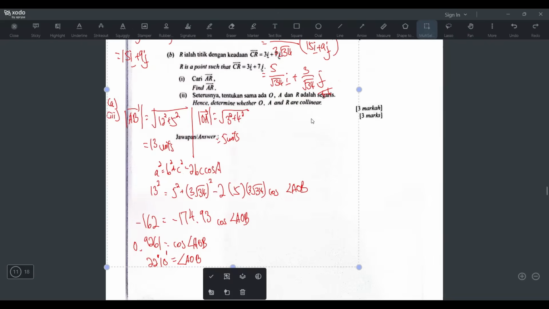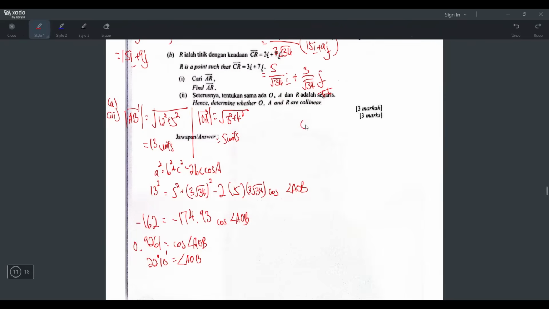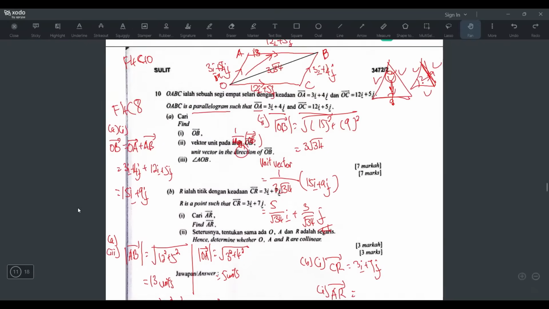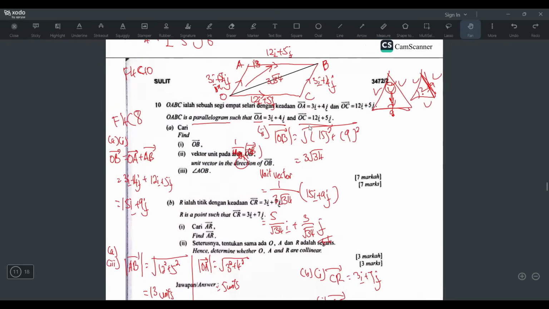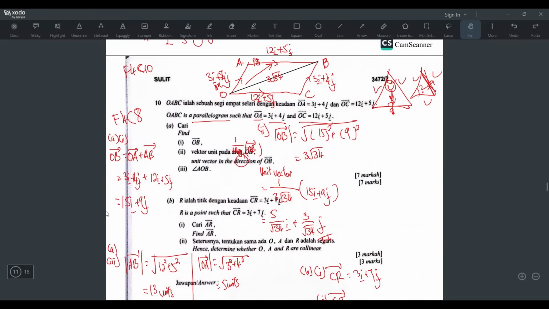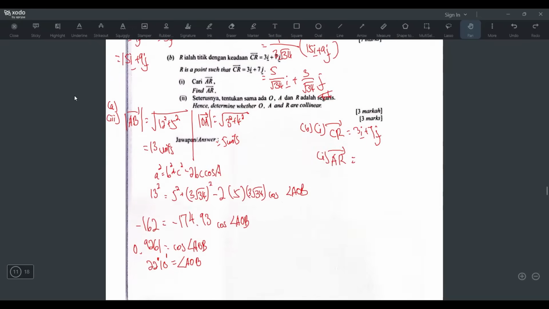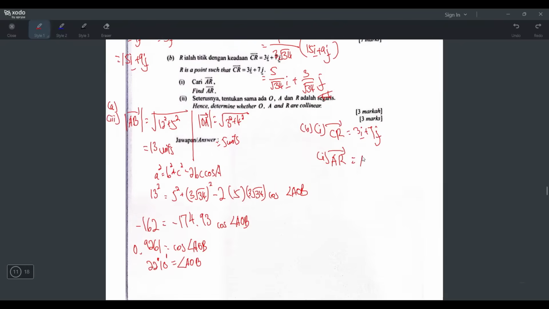Okay, good. All right, so I will do B here. CR vector 3i plus 7j. All right, got it. Number one, find AR. I'm sure I have to use this information, CR, but do I have AC? Because if I have AC, then I can do AC plus CR. Do I have AC? No, I don't have that. But can I find it? The answer is yes, I can find it easily.